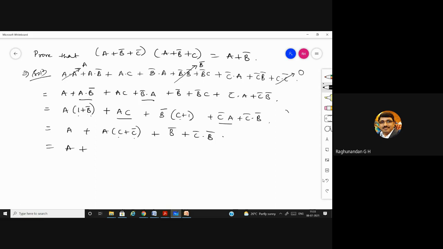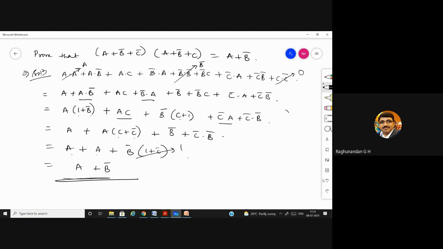What is the answer for C plus C bar? 1 only, sir. 1. Plus, if I take B bar common, 1 plus C bar, this tends to 1. So A plus A is A. So A plus C bar.